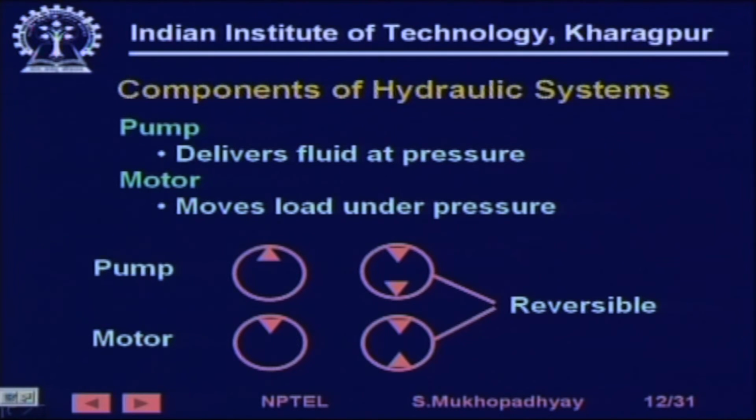And these are the symbols. You see that the pump symbol is like this, and the motor symbol is like this, and there are some reversible ones. If the pump and the motor are reversible, that is, they can rotate in both directions, then this is the symbol.